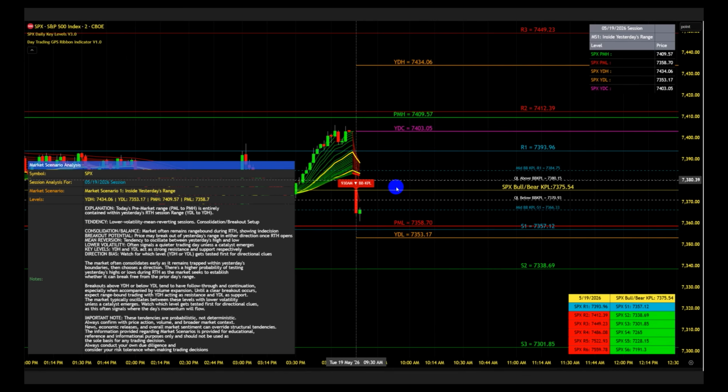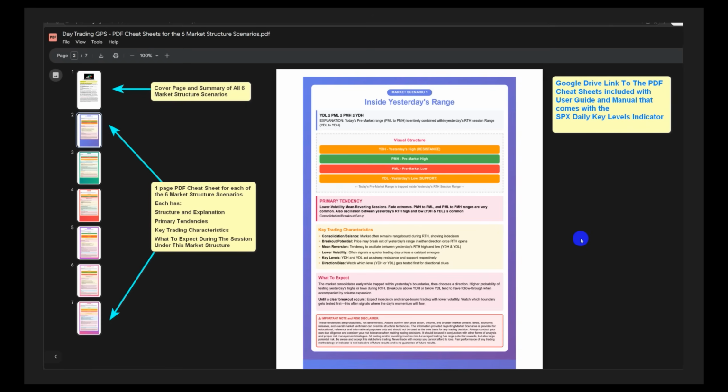The built-in market scenario analysis table gives you the key trading characteristics and dominant tendencies of the current SPX market structure scenario, along with what to typically expect in the session under this market structure. In addition to the comprehensive user manual included with the SPX indicator, you also get access to our one-page PDF cheat sheets for each of the 6 SPX market structure scenarios that you can download to your computer and also print out for easy reference.